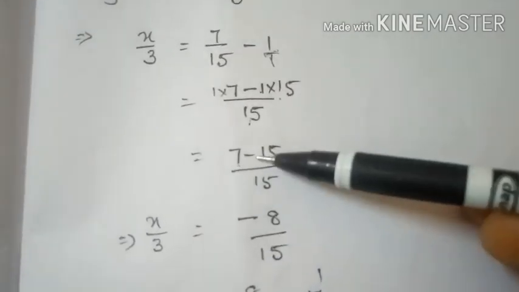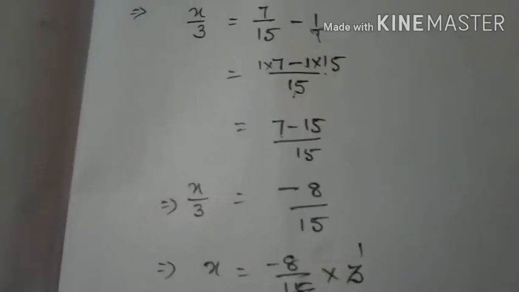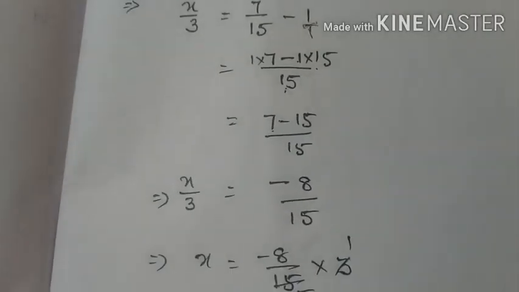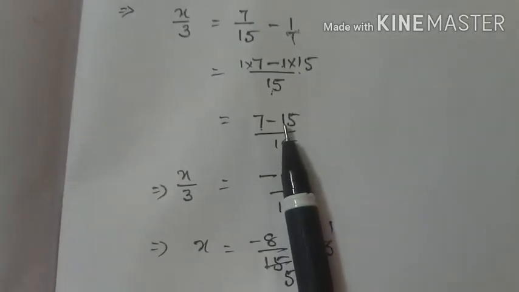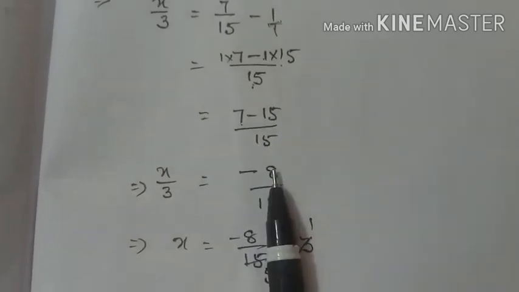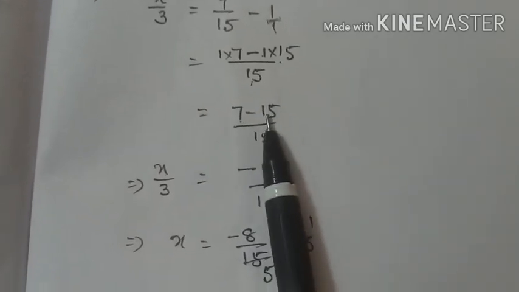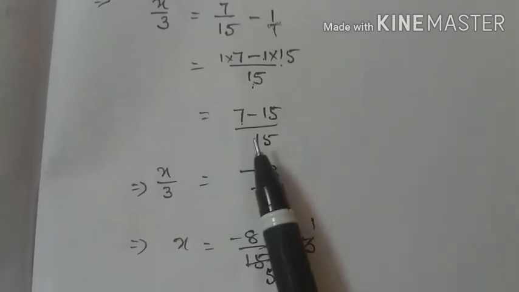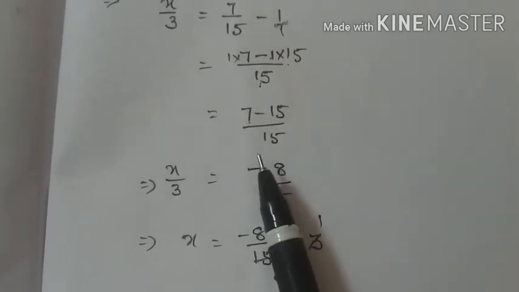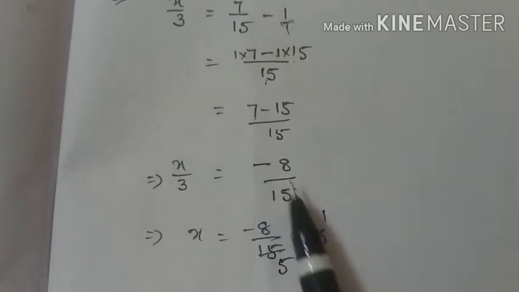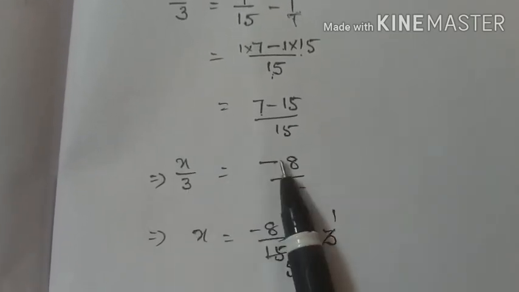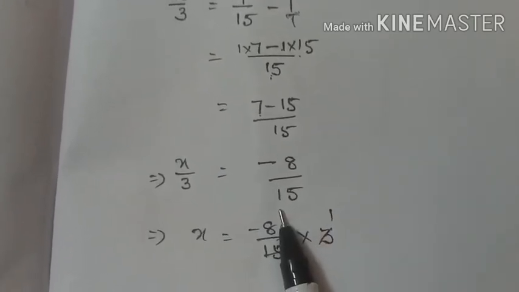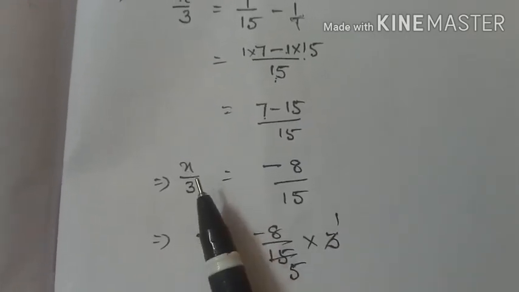So that is equal to 7 minus 15. What is 7 minus 15? That is equal to minus 8. Why? Because 15 minus 7 is equal to 8 only, but here 15 is the bigger value, so that one has a negative sign. So keep that negative sign. So x by 3 is equal to minus 8 by 15. Okay, clear? Now we want to find the x value.